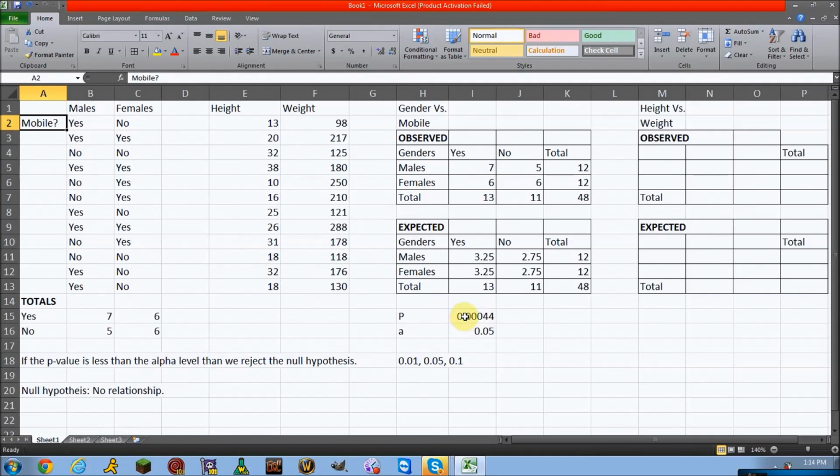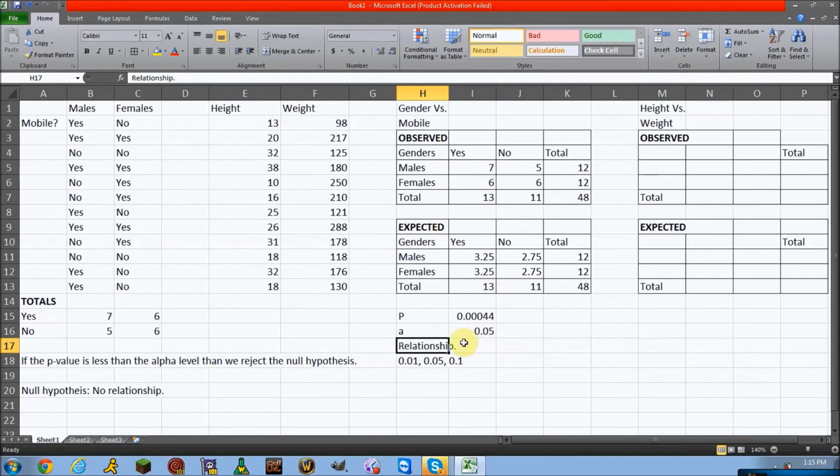So since our p-value is less than our alpha level, we reject the null hypothesis and we accept the regular hypothesis. So we're rejecting that there is no relationship, which means we're accepting that there is a relationship. So our conclusion would be that there is a relationship because our p-value is smaller than our alpha level. We're basically rejecting our null hypothesis.